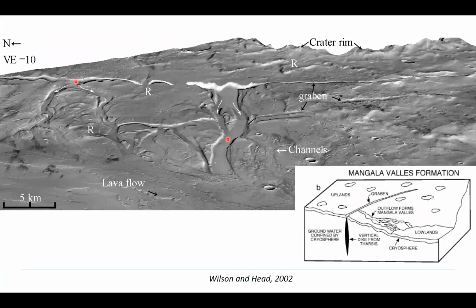If you look in detail, this is the graben, and this is how water has possibly been released through this graben and reached the lower end. This water release was so diverse that it formed multiple channels there. Wilson has given an example for the Mangala Valley formation, where the outflow channels formed from the graben. There is also post-evidence there, where lava came out and resurfaced some part of it. The same scenario is happening over this part.